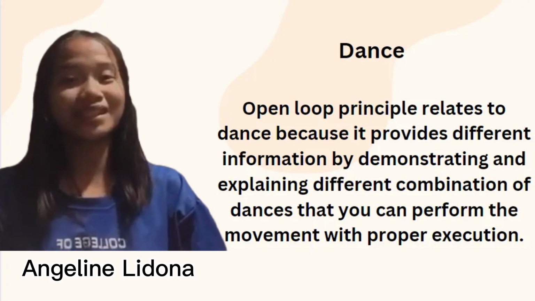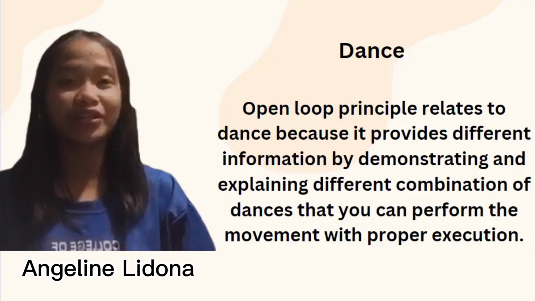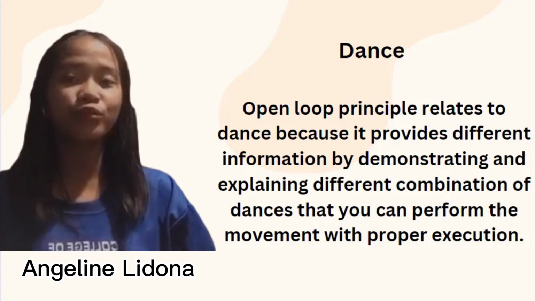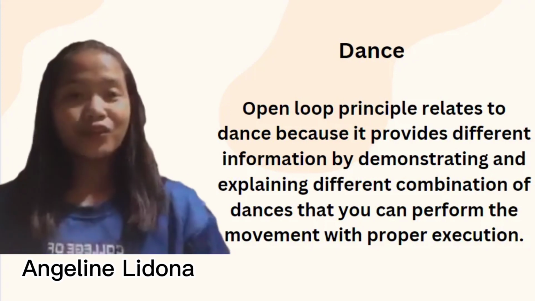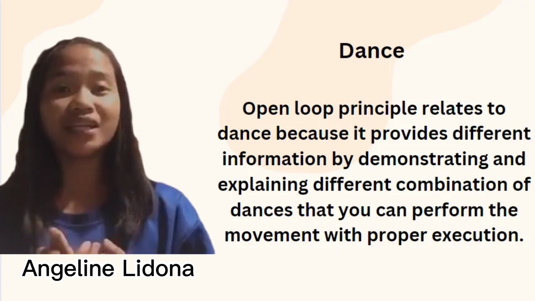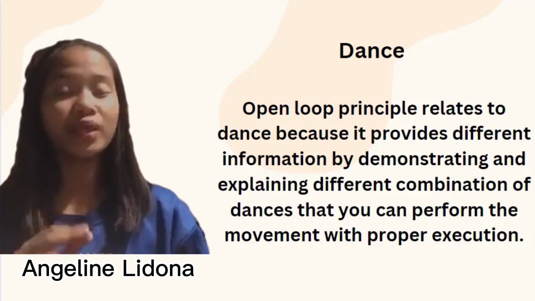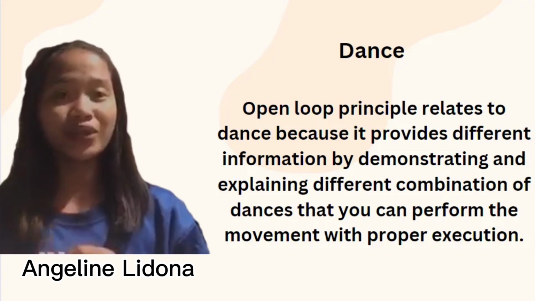The open loop control system relates to dance because it provides information by demonstrating and explaining different combinations of dances so that you can perform the movement with proper execution. For example, in most formal dance classes, your teacher will provide initial information on what you will be performing, and those movements are encoded in your mind.